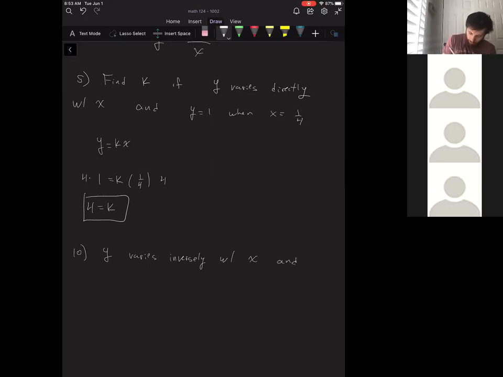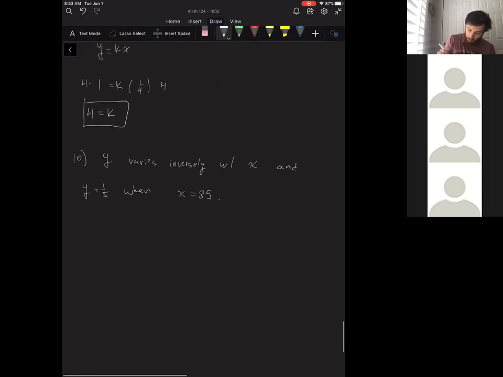y is equal to 1/5 when x is equal to 35. So what's going to be the k in this problem? We know y varies inversely with x, so the first thing we know is y is equal to k divided by x. Second, y is going to be 1/5, so 1/5 is equal to k, oh sorry, not an x, that's a k.